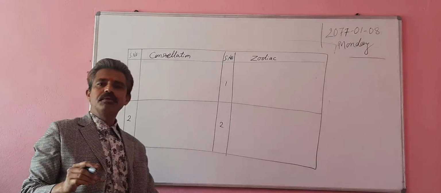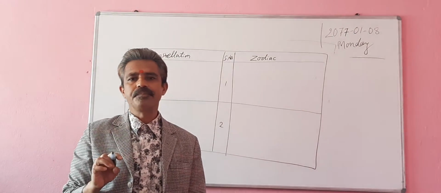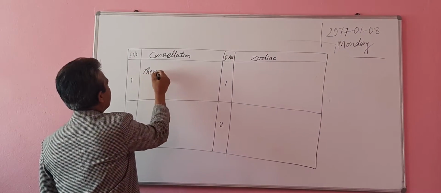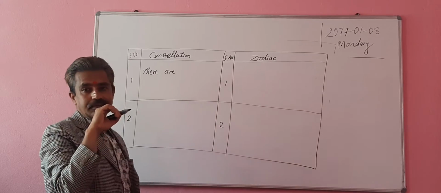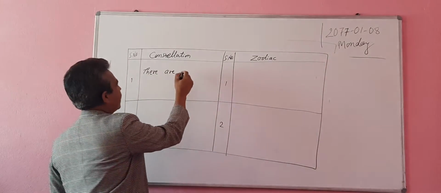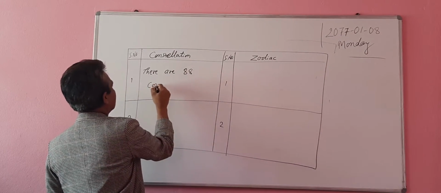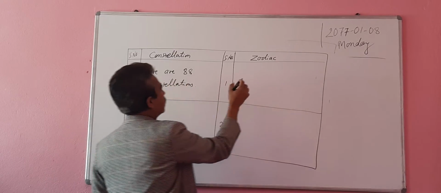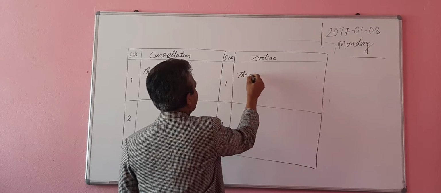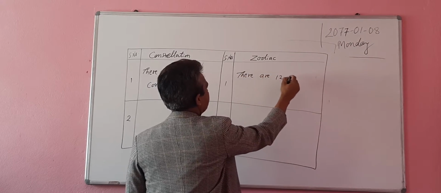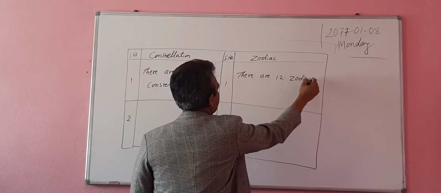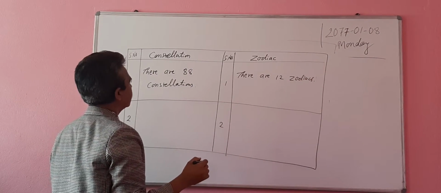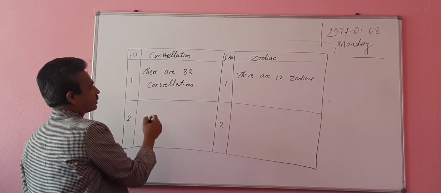Constellation. First of all, tell me, how many constellations are there? There are, how many? 88, that's right. There are 88 constellations. There are 12 zodiacs. 88 constellations, 12 zodiacs.